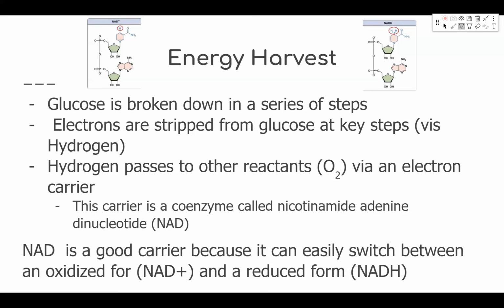And where we put those electrons is an electron carrier. The electron carrier we use is called nicotinamide adenine dinucleotide. You do not need to know that big long word. All you need to know is NAD. It stands for nicotinamide adenine dinucleotide, and it's fun to say. But we're going to take those electrons, and we're going to take those hydrogens.